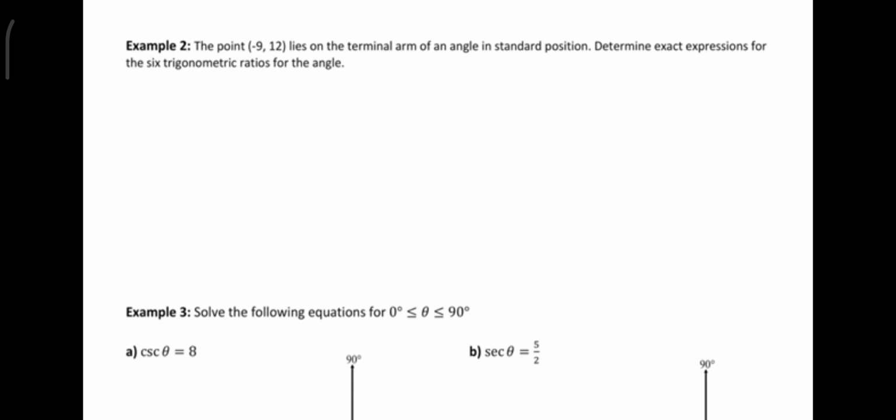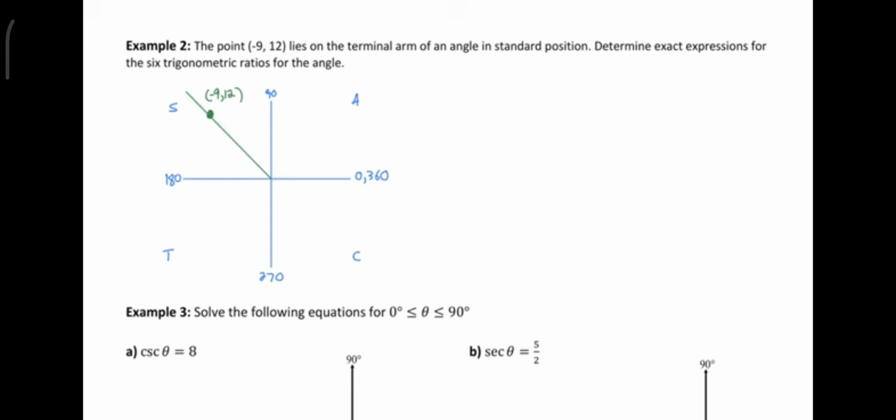Example 2 says the point negative 9, 12 lies on the terminal arm of an angle in standard position. Determine exact expressions for the 6 trig ratios for that angle. So negative 9, 12 is approximately right there. It's in quadrant 2 for sure, and it's on this terminal arm.